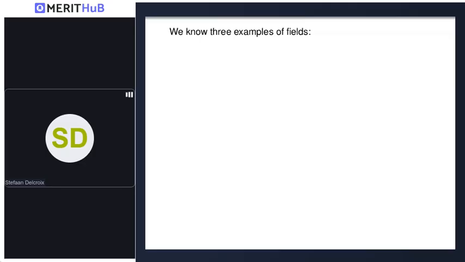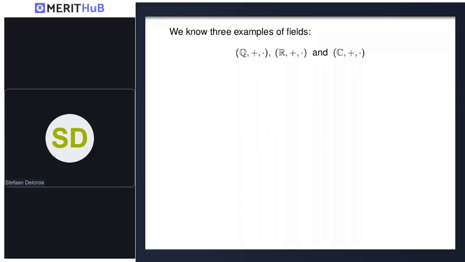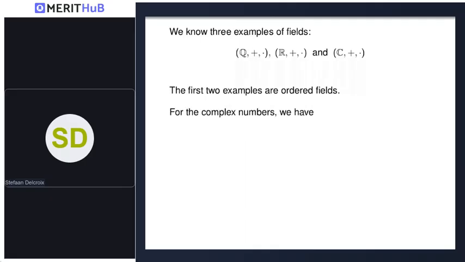So you don't need to memorize the definition of an ordered field, just the meaning of it, meaningful inequalities. But of the 3 standard examples of fields that we have, the rationals, the reals, and the complex numbers, the rationals and the reals are ordered. The complex numbers are not ordered.